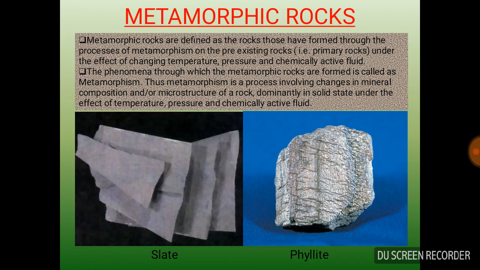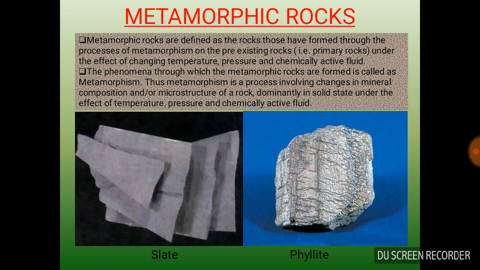Before going to the structure part, we need to know what a metamorphic rock is. Basically, metamorphic rocks are those rocks which have been formed through the process of metamorphism that took place on pre-existing rocks. That means the primary rocks, under the effect of changing temperature, pressure and chemically active fluid. The phenomenon through which metamorphic rocks are formed is known as metamorphism.